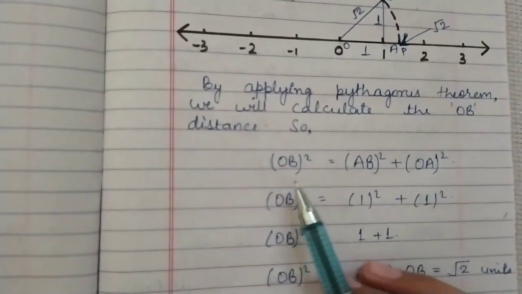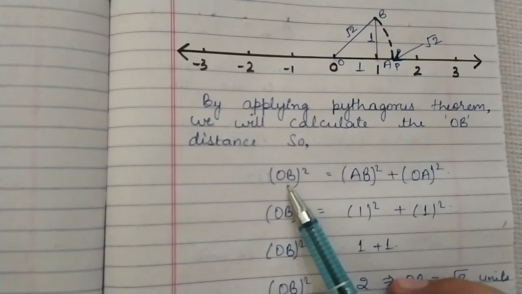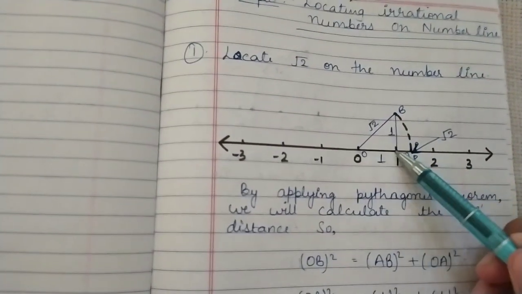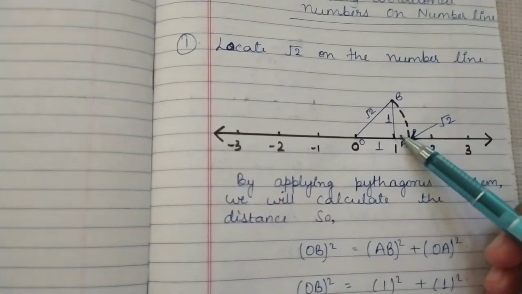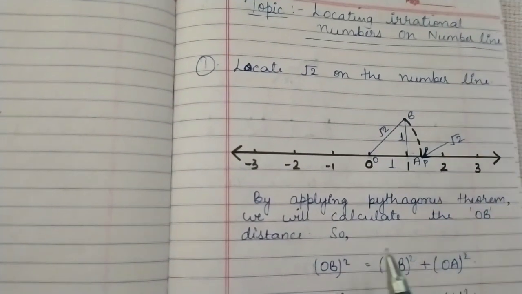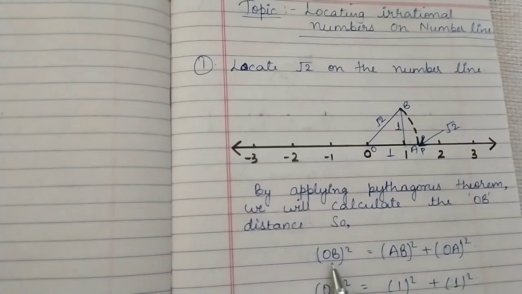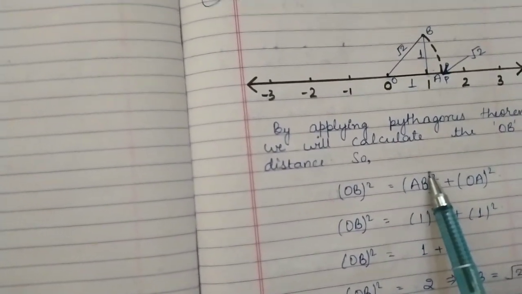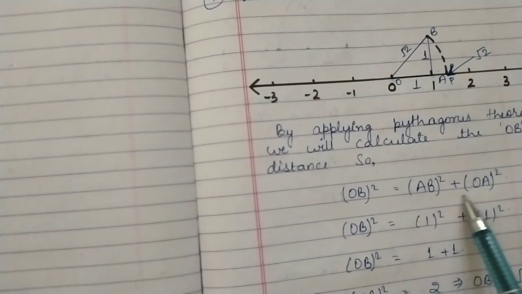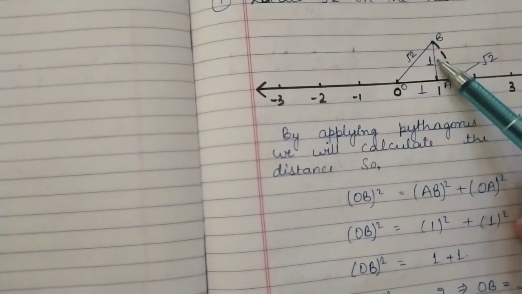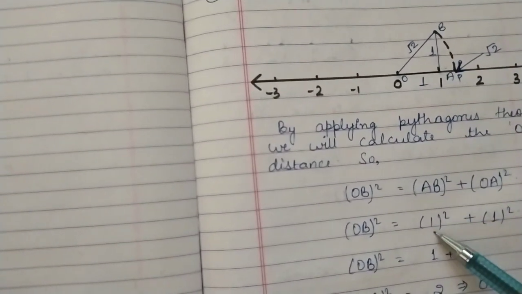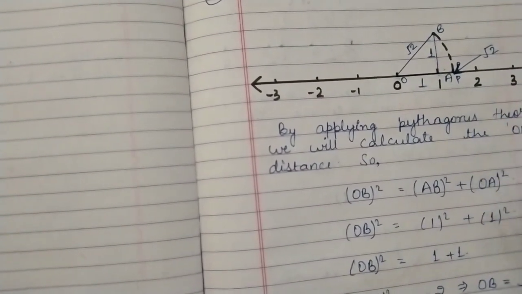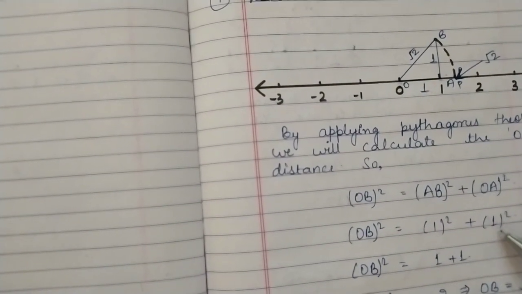We have all studied the Pythagoras theorem. How can we calculate this OB distance? OB is our hypotenuse, OA is our base, and AB is our perpendicular. So what is the formula of Pythagoras theorem? The relation is hypotenuse square is equal to perpendicular square plus base square. Our perpendicular distance is 1, so I put 1 over here, and our base distance OA is 1.